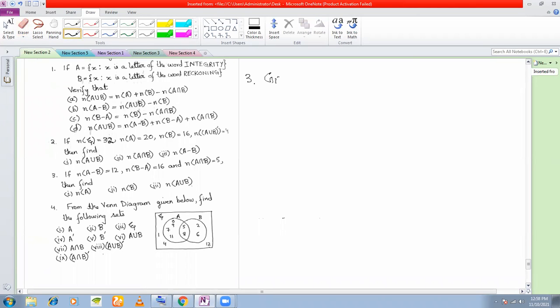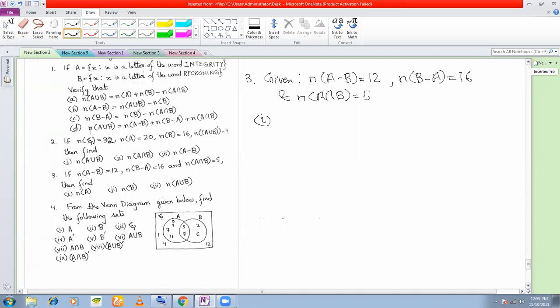Given here, cardinality A minus B is equal to 12. Cardinality B minus A is 16. And cardinality A intersection B is equal to 5. You need to find out the cardinality of A.